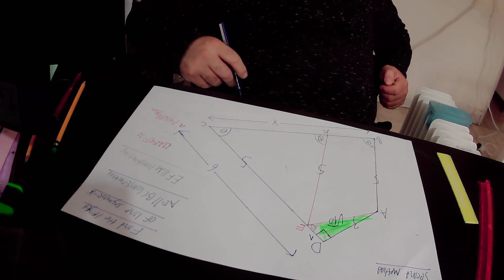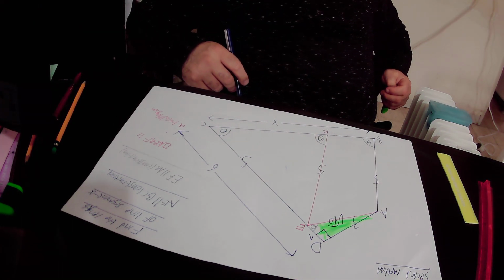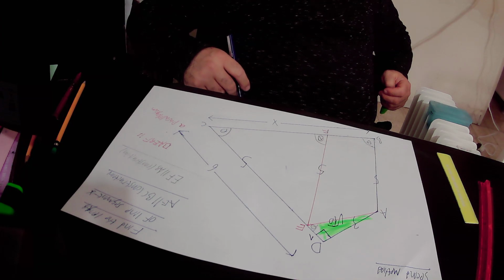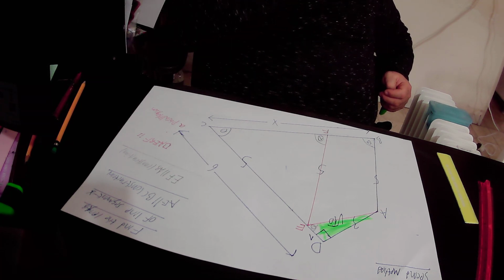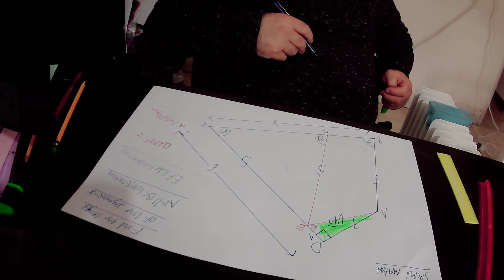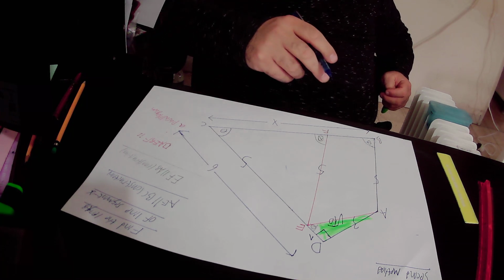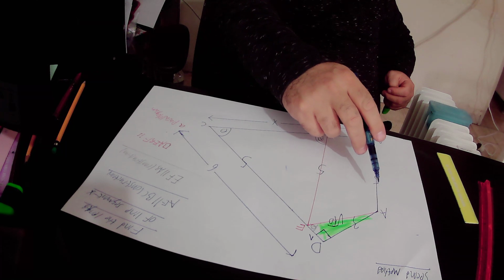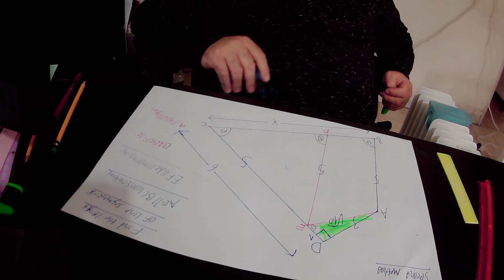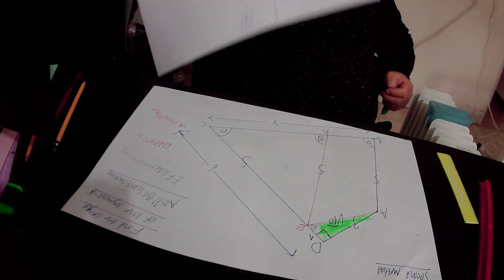Now we will use rule number 4 in parallelogram AEBF. According to rule number 4, the opposite sides of a parallelogram are equal to each other. That is to say, AE equals BF according to rule number 4.